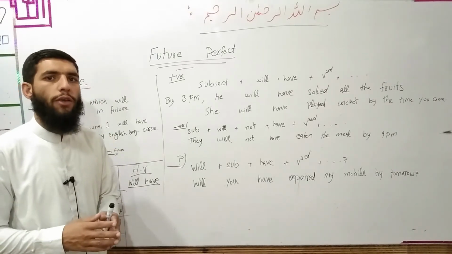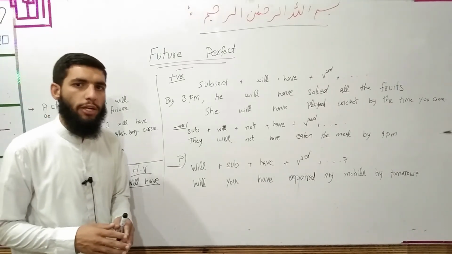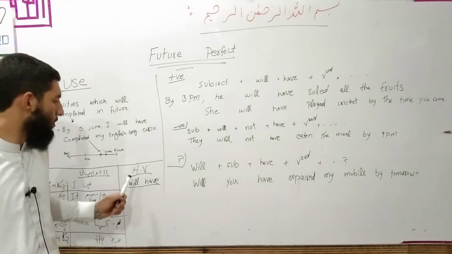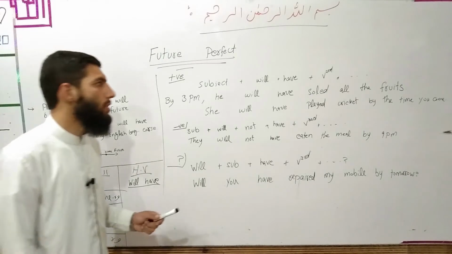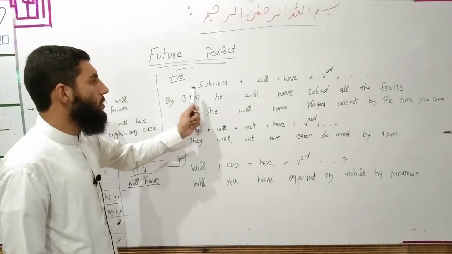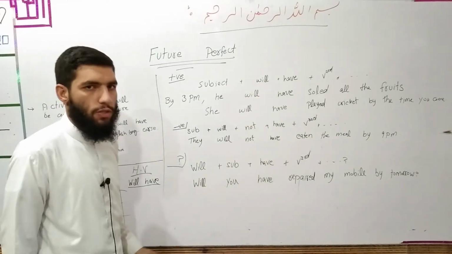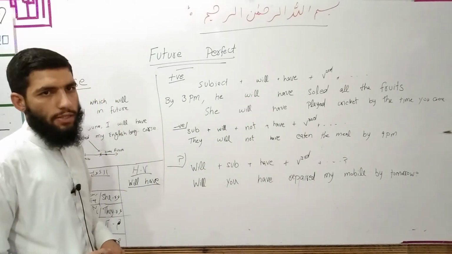We use will have with I, we, you, they, he, she, it, singular nouns and plural nouns. With all of them we have to use will have. Structure, positive: singular subject plus will plus have plus verb third form and rest of the sentence.